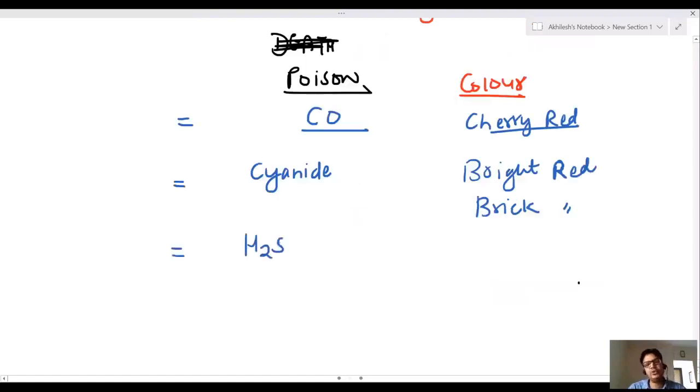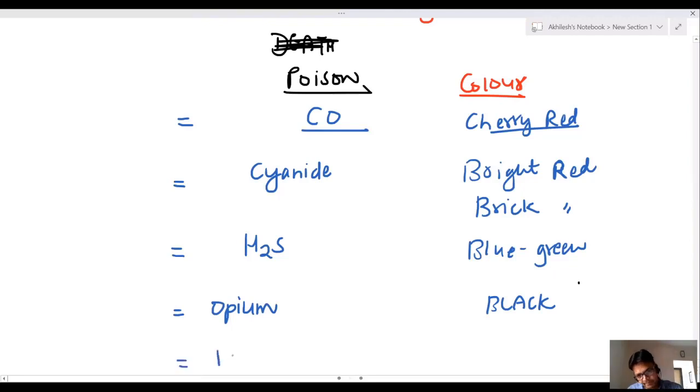Hydrogen sulfide poisoning, H2S, forms sulfahemoglobin, bluish green color. Opium poisoning, black color of postmortem stain. Hypothermia, it is giving pink color, bright pink.